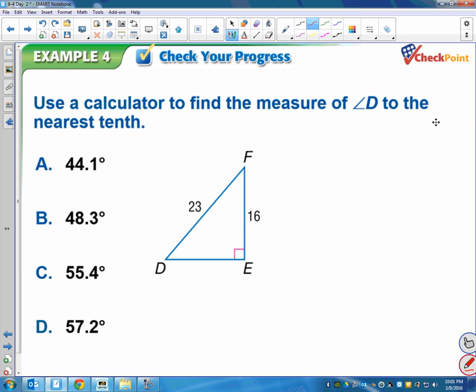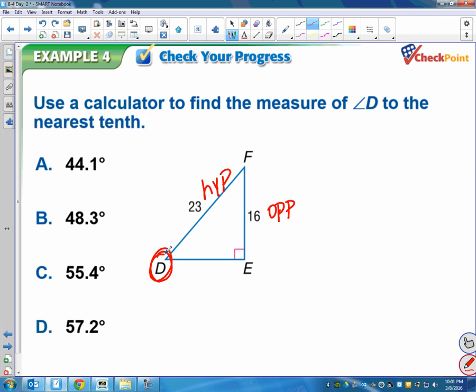One thing to make sure is which angle they ask you to find. Angle D, right? So again, a really good thing to do is label the sides they give you. 16 is what compared to angle D? It's the opposite. And 23 is the hypotenuse. So that's the first thing you have to know, whether you're using sine, cosine, or tangent.